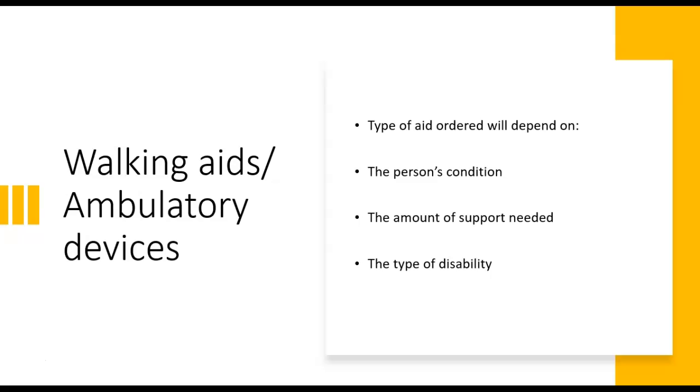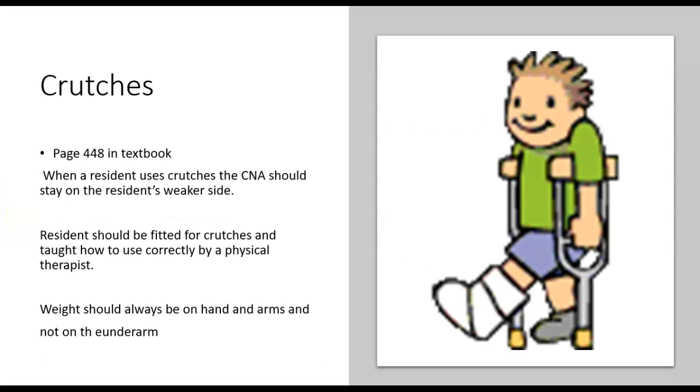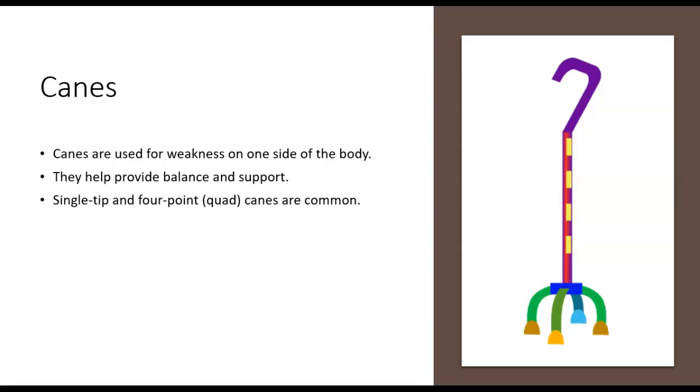Walking aids, also called ambulatory devices, are a type of aid ordered. The type of aid ordered will depend on the person's condition, the amount of support needed, and the type of disability. Crutches. When a resident uses crutches, the CNA should stay on the resident's weaker side. Important. Residents should be fitted for crutches and taught how to use correctly by a physical therapist. Weight should always be on the hands and arms and not on the underarm.